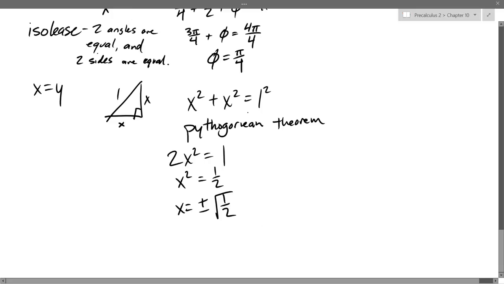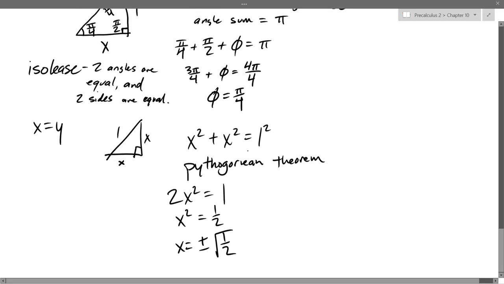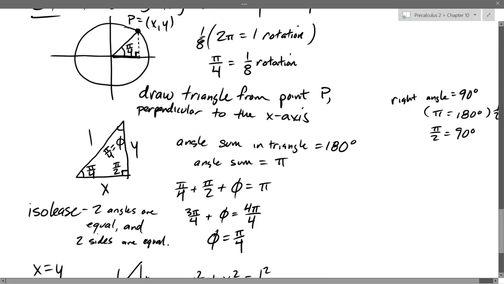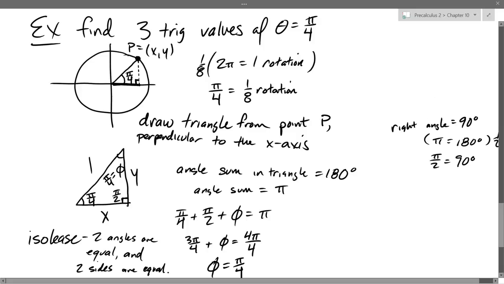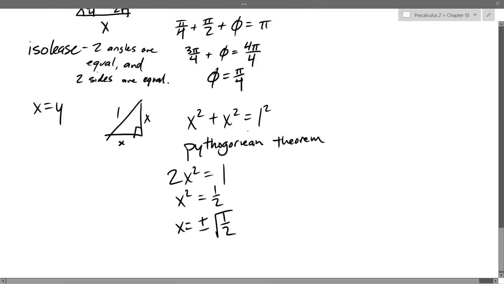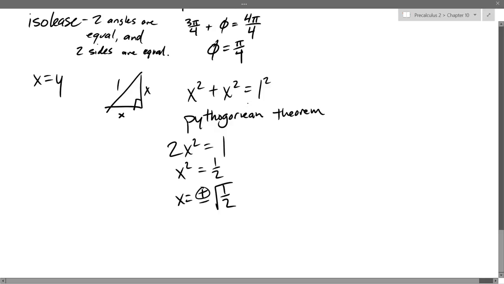Now we need to make a choice, plus or minus, and we're going to go back to the original unit circle. And where we measured, we have an x and a y right here. So should x be positive or negative where I drew our pi over 4 angle? Positive. So we're on the positive x-axis. Y is also going to be positive. So we're going with the plus right there.